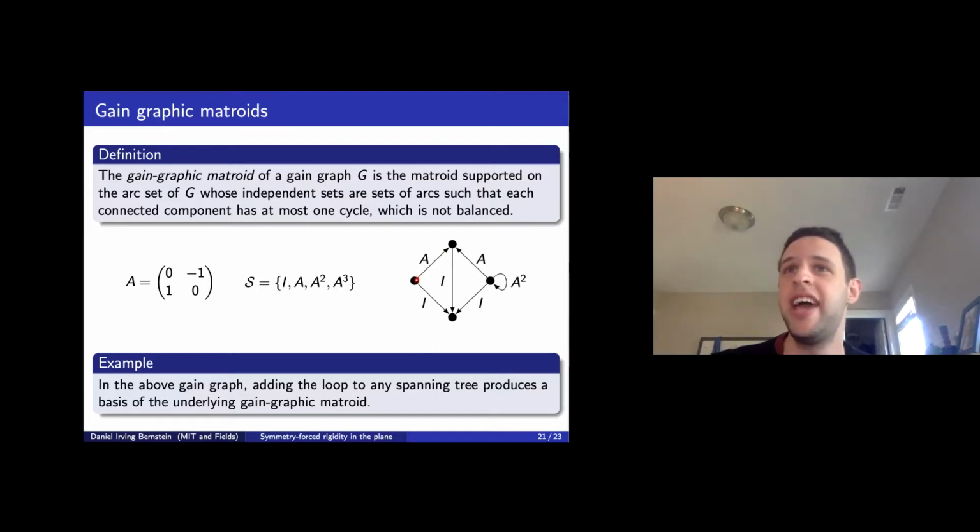But if I were to take this cycle going counterclockwise, starting from here, that would be an independent set. Oh, sorry, and then adding this arc, that would be an independent set. It has a cycle, but the gain of that cycle is A, so it's not balanced.